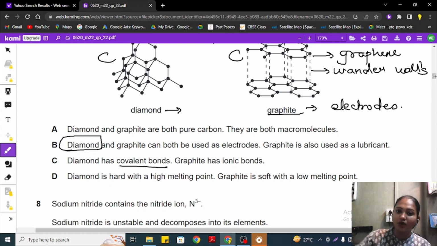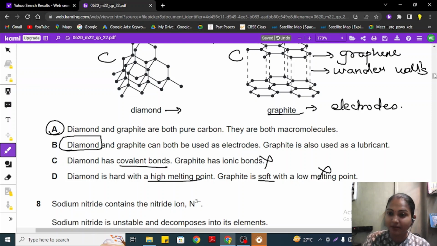Diamond has covalent bond, graphite has ionic? No. Graphite also forms covalent bonds because it is bonding with carbon. Diamond is hard with a high melting point? Yes. Graphite is soft? Yes. But does it have a low melting point? No. So our first option is correct, the pair where both the statements are correct.